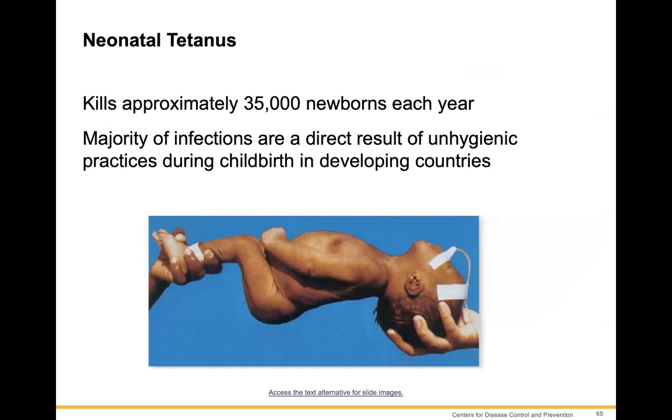Neonatal tetanus kills approximately 35,000 newborns each year. The majority of infections are a direct result of unhygienic practices during childbirth in developing countries. It's not really something we see here in the United States. And here you can see a baby with neonatal tetanus showing spastic paralysis of the paravertebral muscles, which locks the back into a rigid arch position. This also shows abnormal flexion of the arms and the legs.